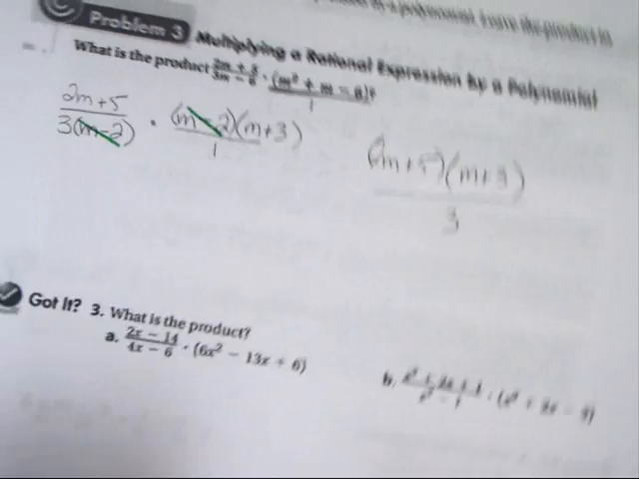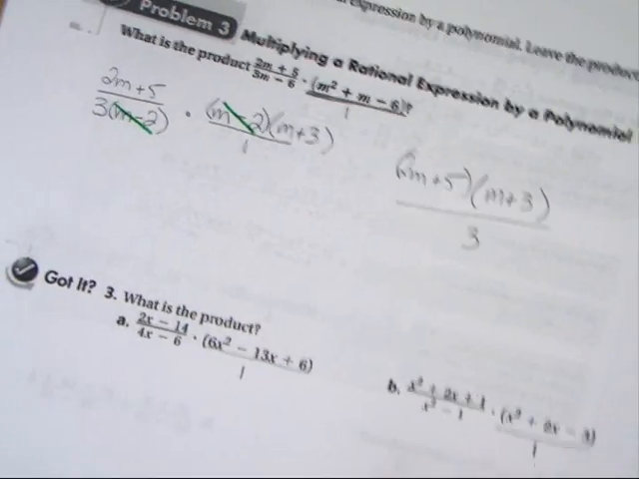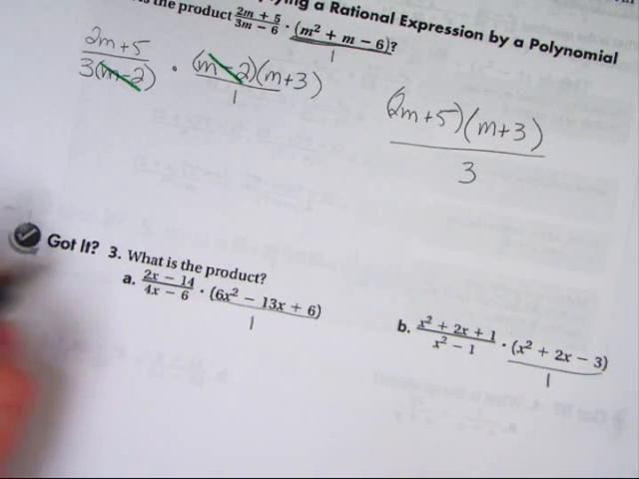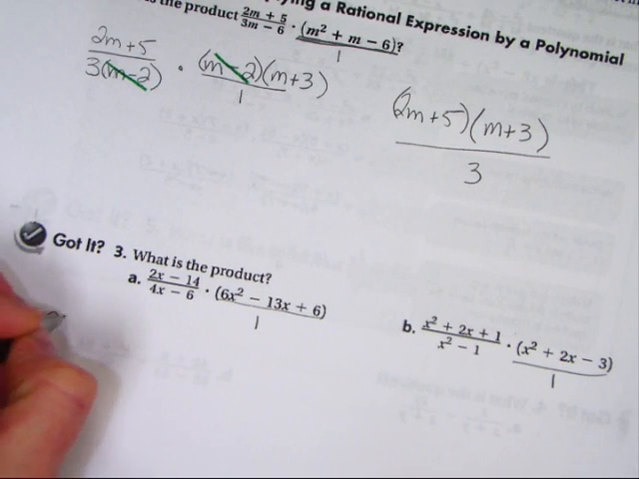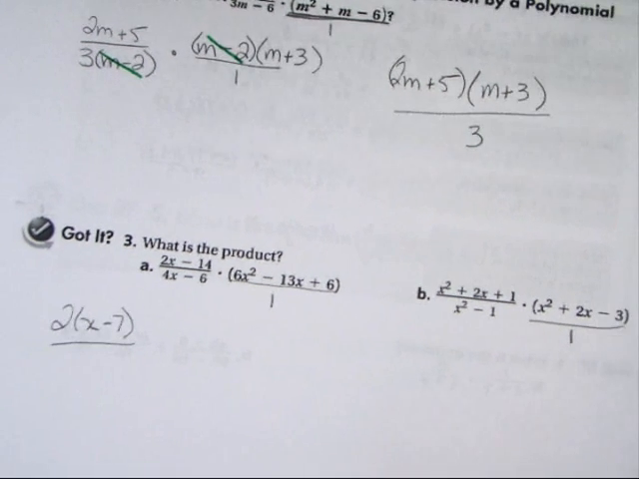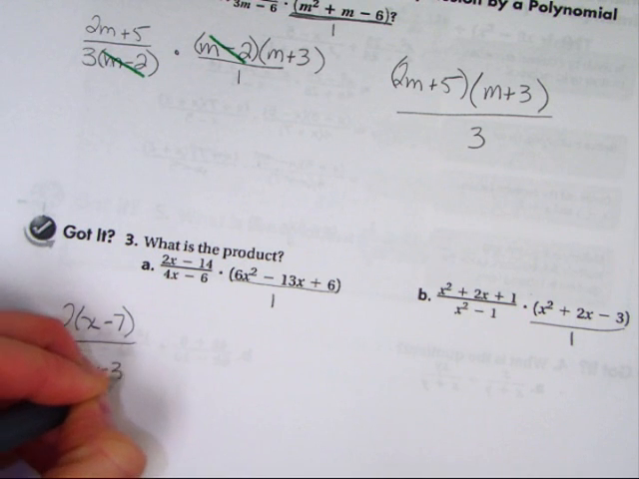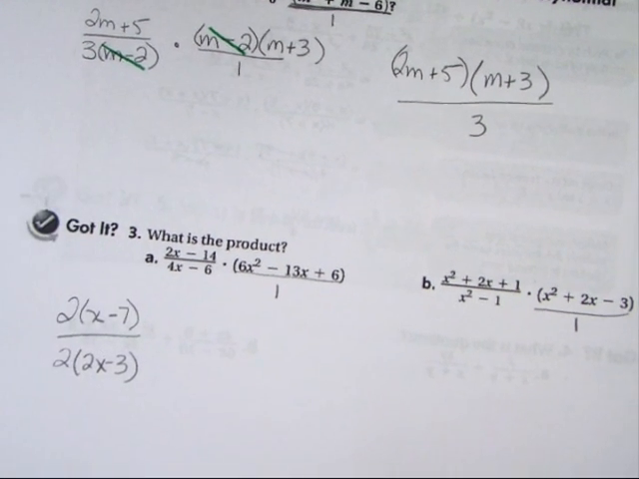The got it's, we're going to just pretend, again, this is over 1. We're going to look for some GCFs and factor the trinomials. Part A, top left, take out a 2. You get x minus 7. The bottom left, take out a 2 again. You will get 2x minus 3. Okay, I just used a GCF on those.